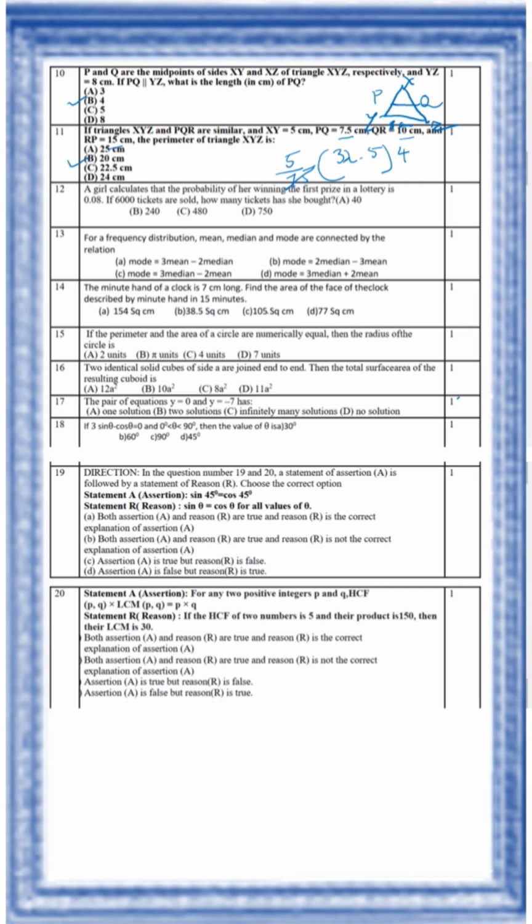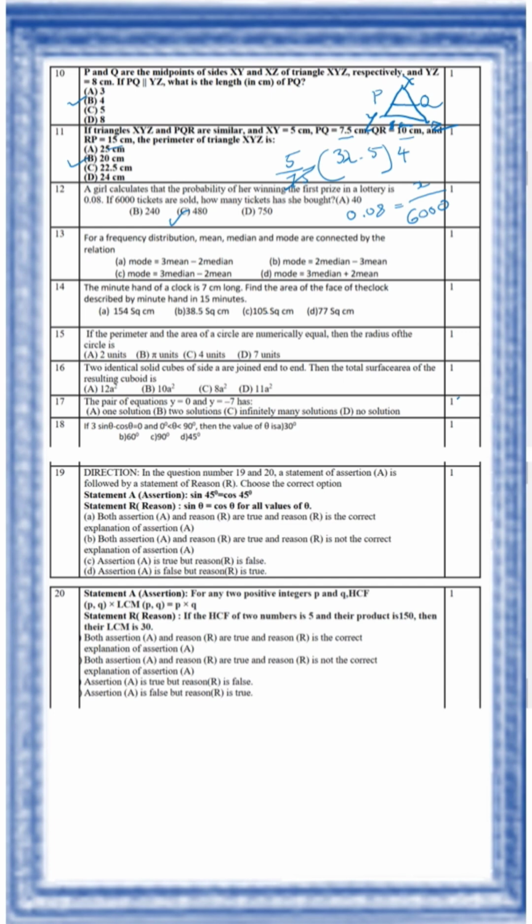We know that probability is equal to, here we don't know the chance of winning, let it be X, total number of samples 6,000. So X is equal to 0.08 into 6,000. What is it? 480. So option C is correct.